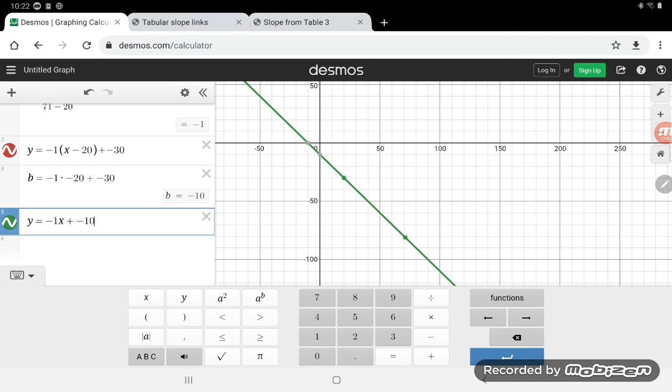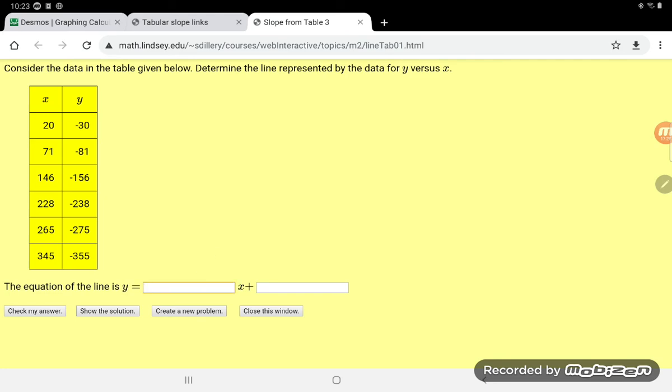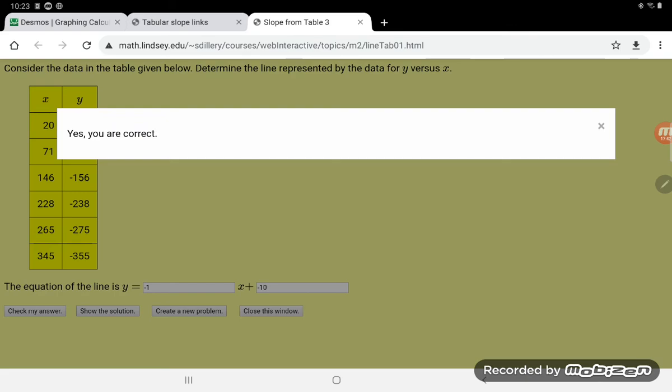So you can use Desmos to check your answers with points and that sort of thing. We could have done that back with the other ones. We could have plotted those points in here and then checked our answers to see that the line really does go through those points. So I get -1 x and a -10. So here we have -1 x and -10. And I'll check my answer.